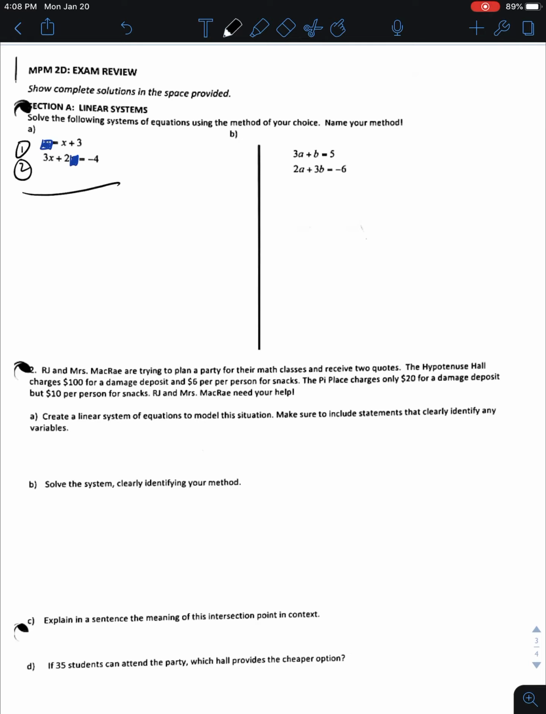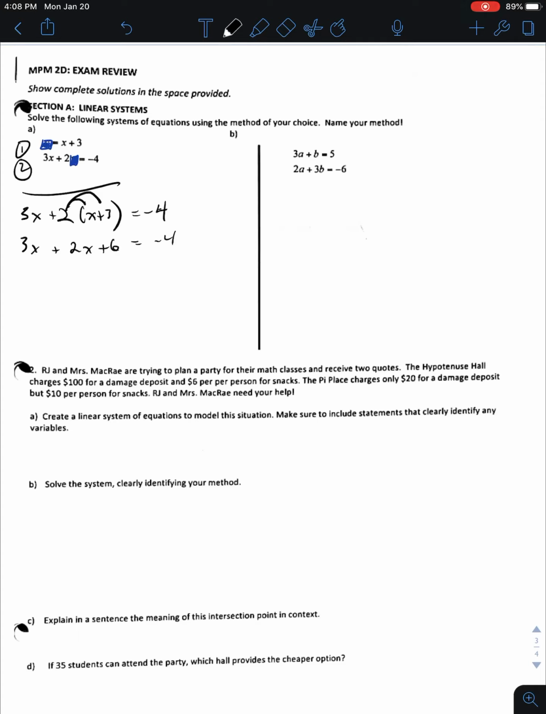So I basically am going to substitute the blue box in. I'm going to get 3x plus 2, and there's the blue box. Get rid of it. It now becomes x plus 3 equals negative 4. Now I only see x's there, so now you can just solve for x. I'm going to distribute the 2 in, and then you get 3x plus 2x plus 6 is equal to negative 4.